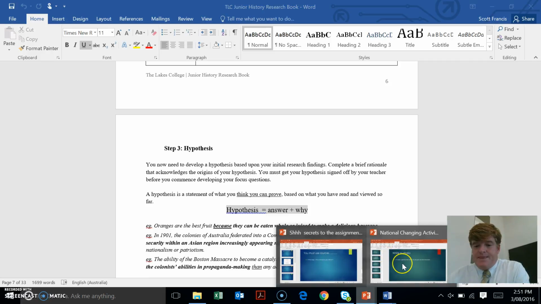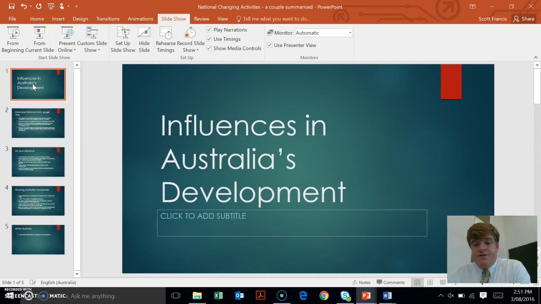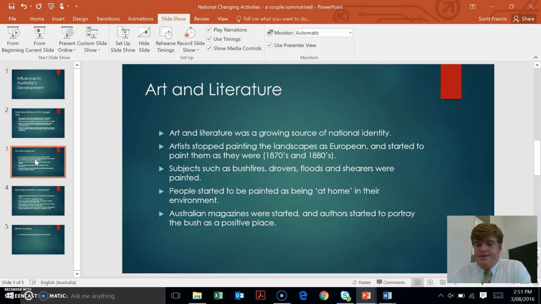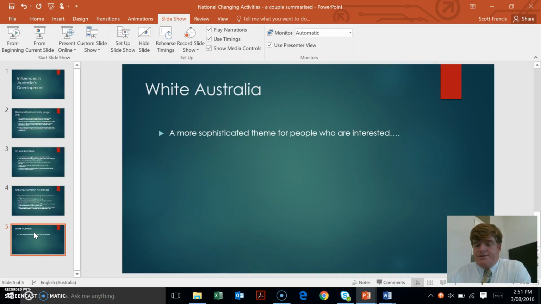One last thing. In terms of what are the topics you might choose that show how Australia's developed, I put this little presentation with just a few. There are others that you might choose. Okay. And as I said, probably a lot of people are going to choose 3. They'll have these 3 body paragraphs in their essays. You might talk about gold, the gold rush. You might talk about art and literature and the way that was changing in Australia. You might talk about a growing Australian awareness. For example, we talked about Australia Day. Or you might talk about White Australia policy.